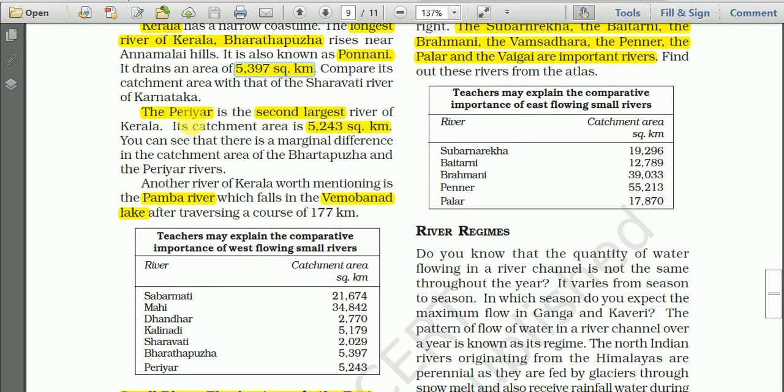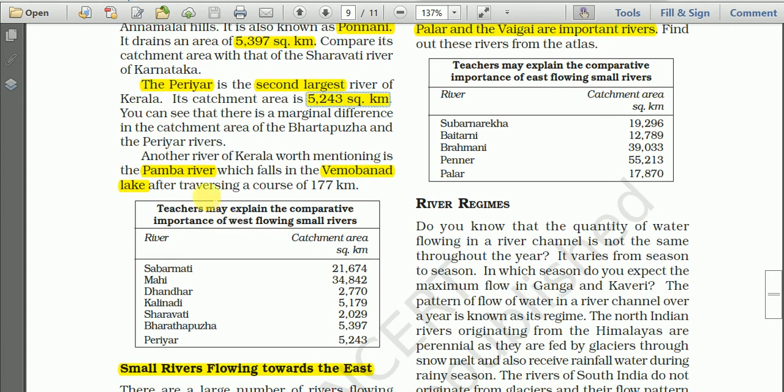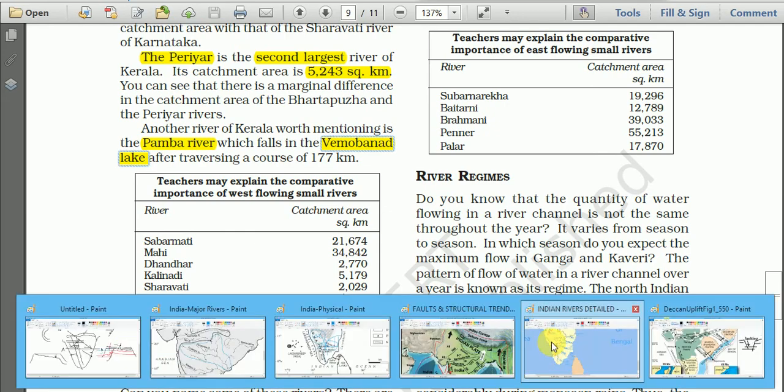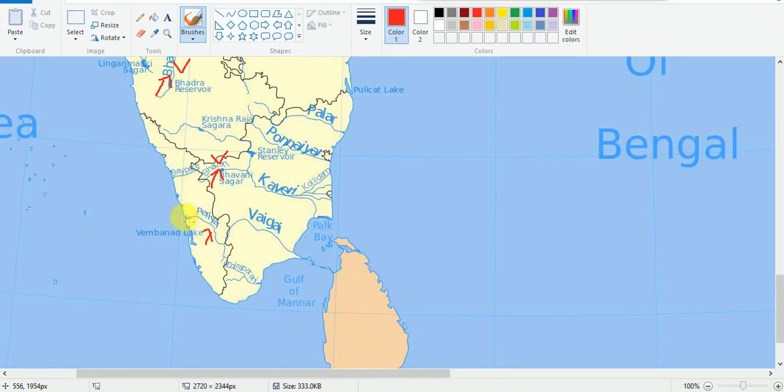Next we have the Periyar. This is the second largest river of Kerala, and its catchment area is 5,243 square kilometers. Another river of Kerala worth mentioning is the Pamba River, which falls in the Vembanad Lake after traversing a course of 177 kilometers. That is the length of the Pamba River. Of course, you will find the Periyar River here.